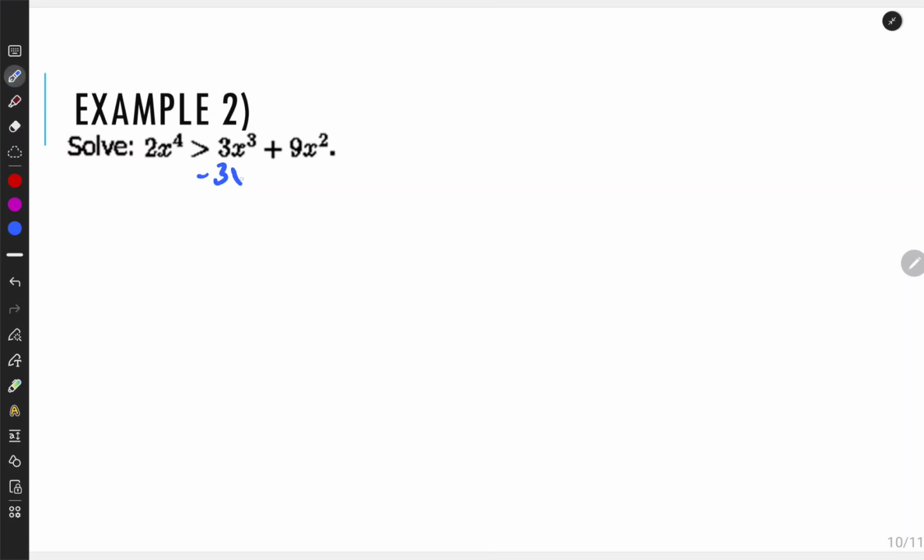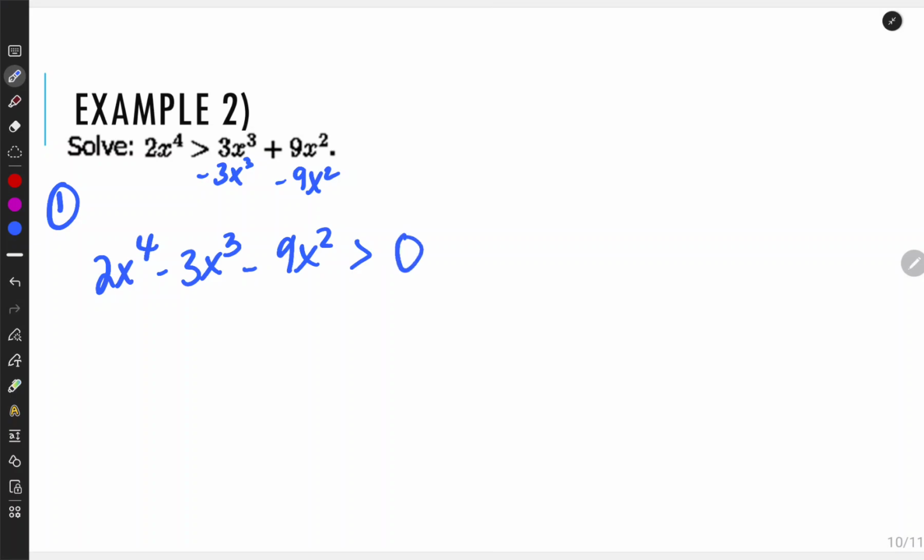So we're going to subtract 3x cubed, and we're going to subtract 9x squared. I realize I said 3x squared. And so now we are working with first getting one side to 0. So we have 2x to the 4th minus 3x to the 3rd minus 9x squared is greater than 0.